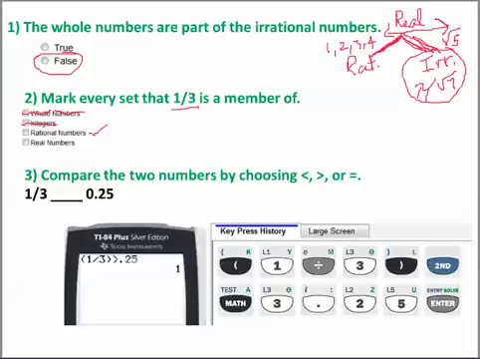Is it a real number? All the numbers on the number line are real numbers. 1/3 is on the number line. It's a real number. So I think it belongs to both these categories.